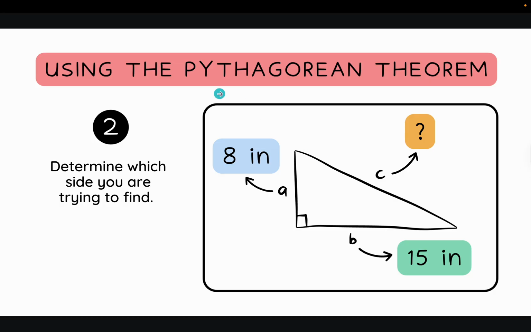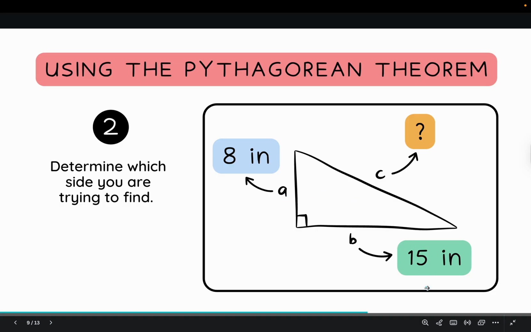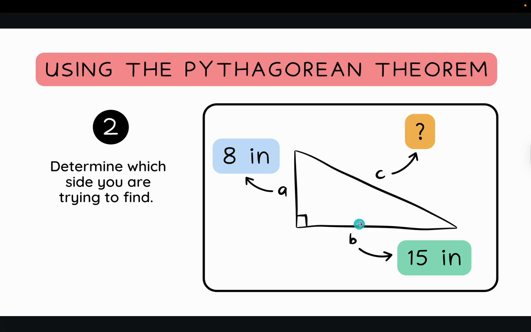All right. Now we're given a real example. We're given values in units. So we have 8 inches for leg A. We have 15 inches for leg B, right? And so ultimately we're trying to find C, which is the hypotenuse.